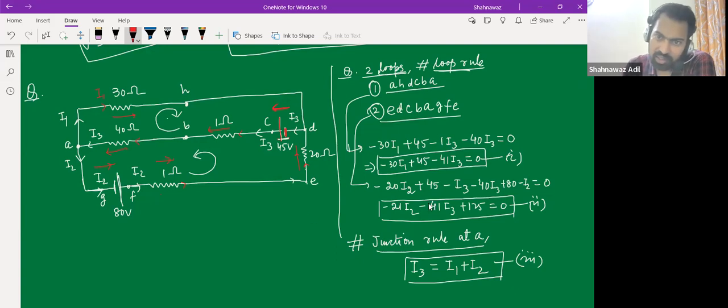And in the second loop, we have E, D, B, A, G, F, E. Again we are going in this direction and we are seeing this 45, so plus 45. Then at this junction, we are going in this direction, so we are coming at the lower terminal. So plus 80. Clear?